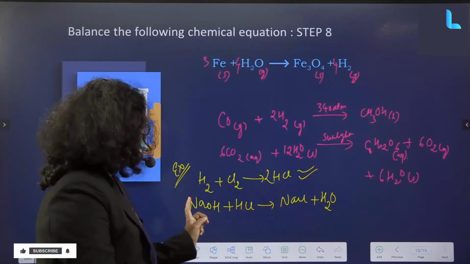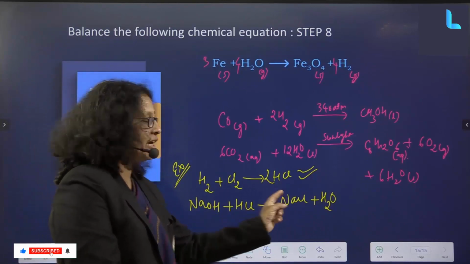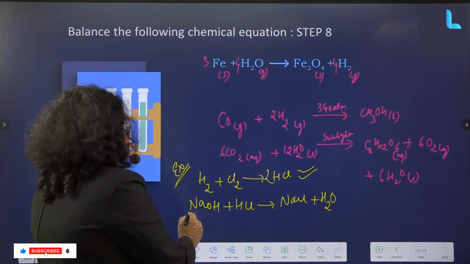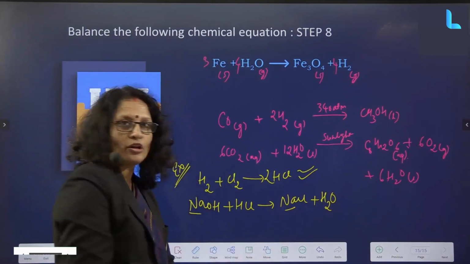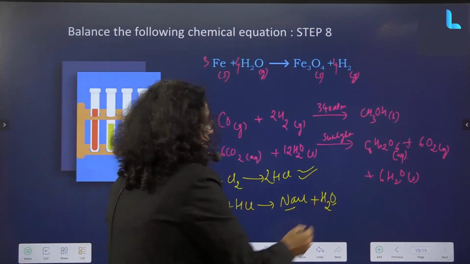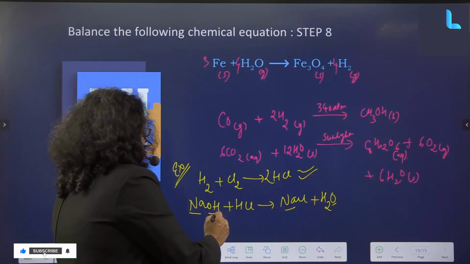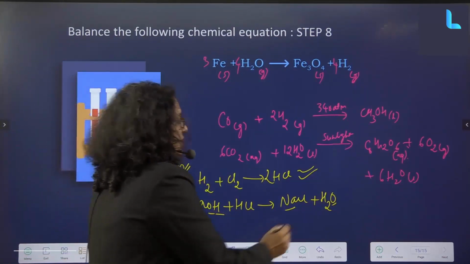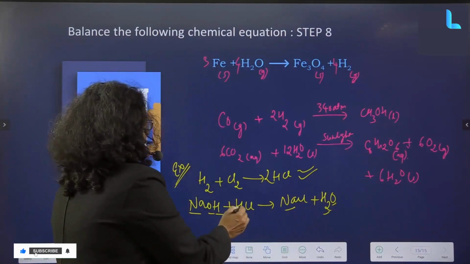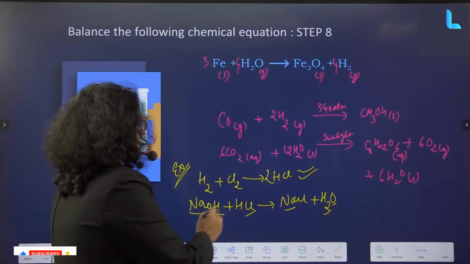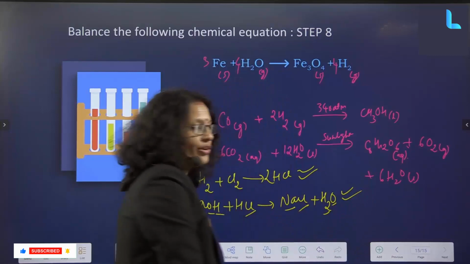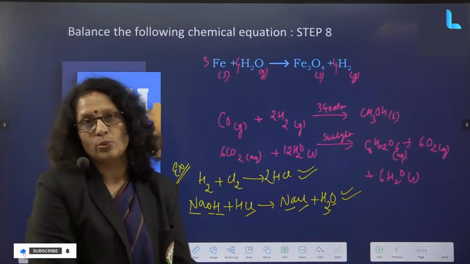Next equation we can take: sodium hydroxide plus HCl gives sodium chloride and water. So first you see Na, left hand side 1 Na, right hand side also 1 Na. Then oxygen, left hand side 1 oxygen, right hand side also 1 oxygen. Then hydrogen, left hand side how many hydrogens? 2 hydrogens are there, and H2 is there on the right. So hydrogen is also balanced. What is remaining now? The element remaining is chlorine. Left hand side there is 1 chlorine, right hand side is also 1 chlorine. So this equation does not require any balancing. This is already a balanced equation.